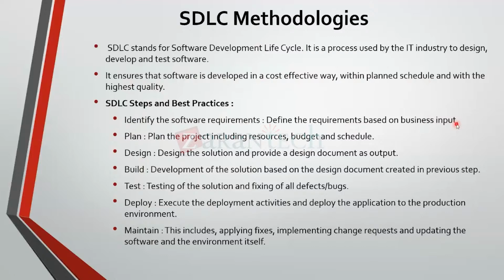So identify the system requirement is basically to define the requirements based on the business input. The business is giving you certain requirements, and basis that you understand the software requirements also, so how the software is going to work. Then you plan the project, including resources: what all people do I need, what are the skill sets that I need, what is the budget that I have, and the schedule, like for how much time this project will be running.